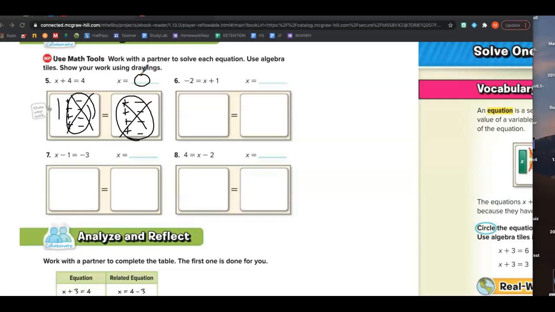Okay, so on number 6, I have -2, so drawing 2 negatives, equals x plus 1. So what do I need to get rid of? What's with x? 1. How do I get rid of it? 0 pairs by making a negative. What I do to one side, I do to the other. Get rid of your 0 pairs on the right side. Are there any 0 pairs on the left side? No, so I don't have to get rid of anything. But what does x equal? -3.